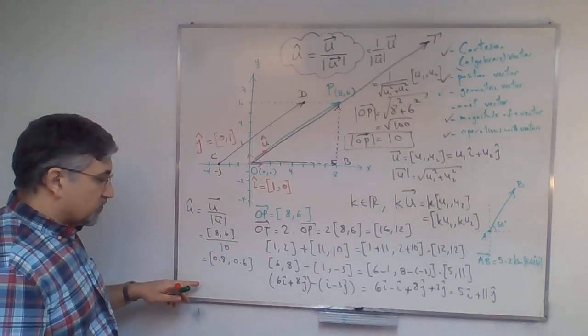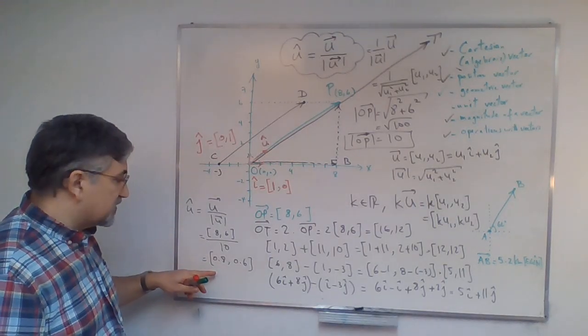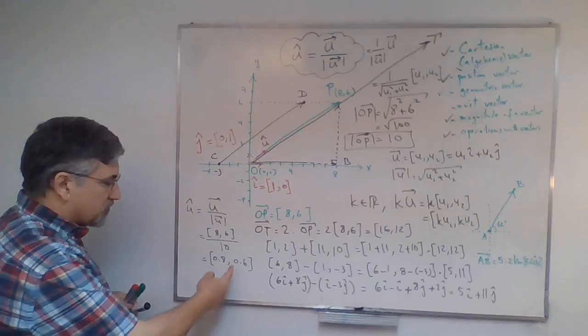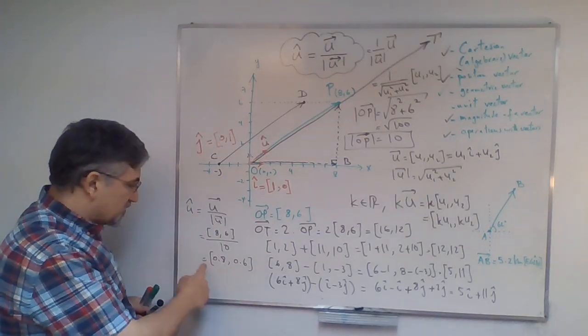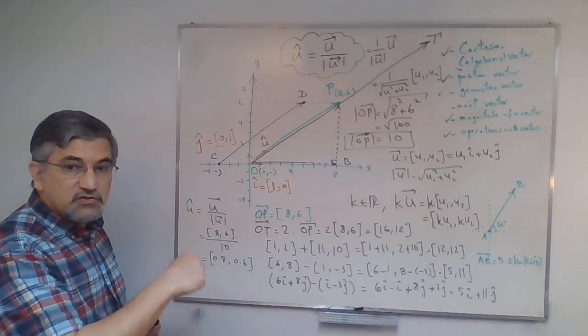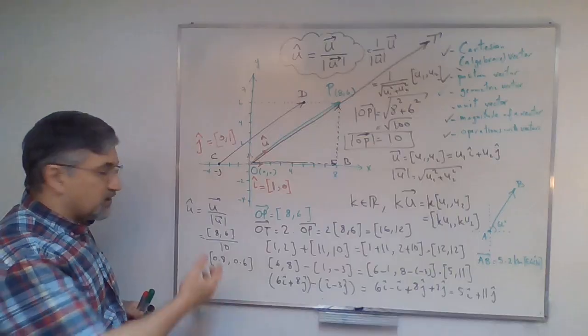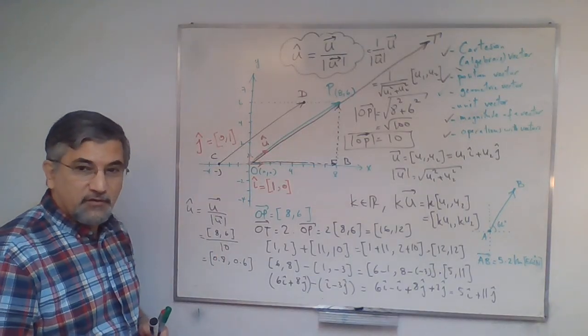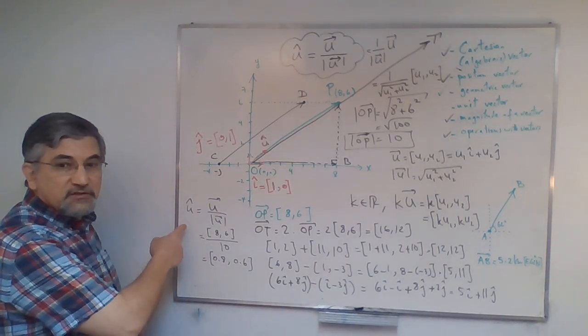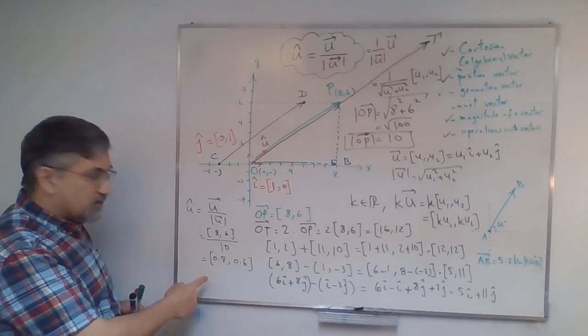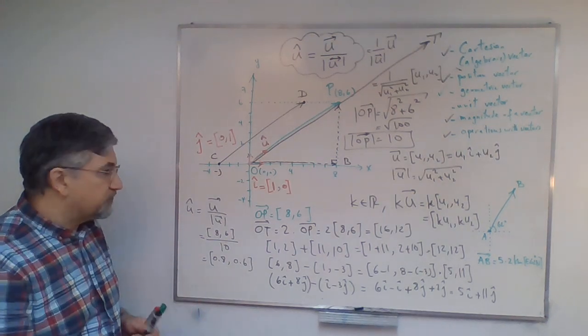Now, those who don't believe that the size of this vector is actually 1, why don't you grab 0.6, square it, 0.8, square it, add them up, take the square root, it will be equal to 1. If not, then contact me. So the magnitude of this unit vector will definitely be equal to 1.